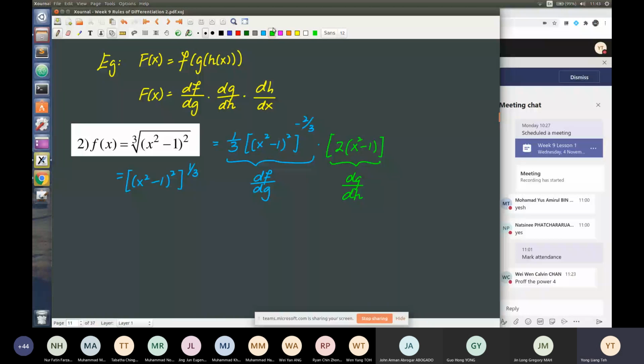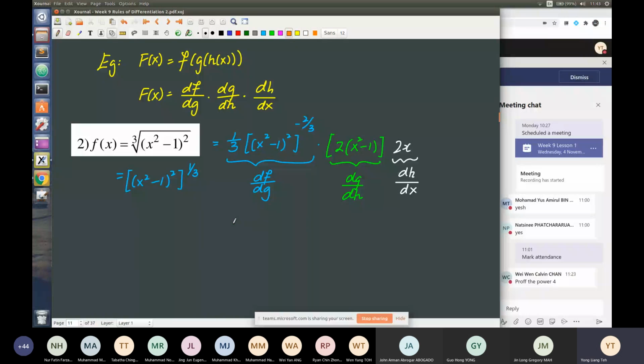And lastly, you have your dh dx. So what is dh dx? The h must be inside the most inner function already. So you have an outermost, then the outer, then the inner function. You see that? So what is the differentiation of the inner function? It's trivially 2x. So this gives your dh dx. How about that? Any questions? Okay, so let's simplify this expression and compare.